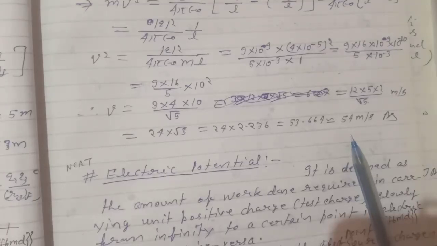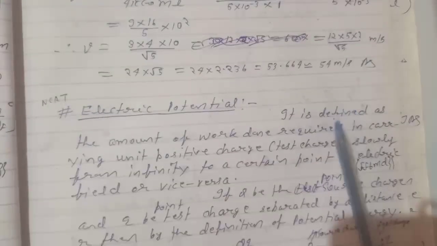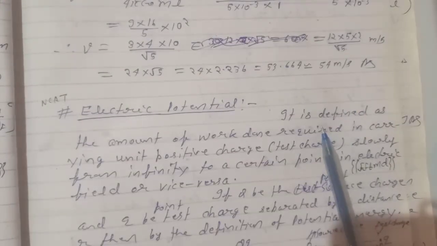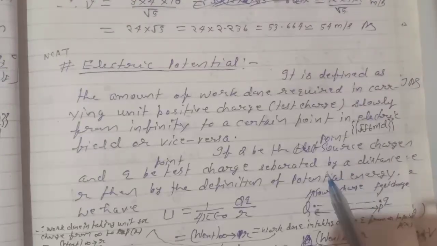Now we have seen the problem related to the conservation of mechanical energy in case of electrostatics, in terms of electrical potential energy and kinetic energy. Now let's see our next topic, electric potential. So what is electric potential? First let us define it.